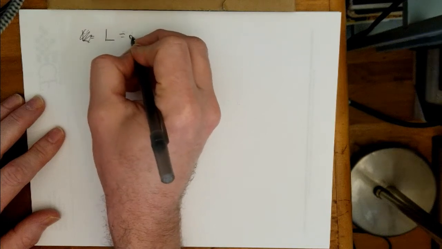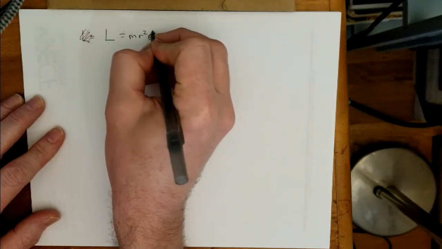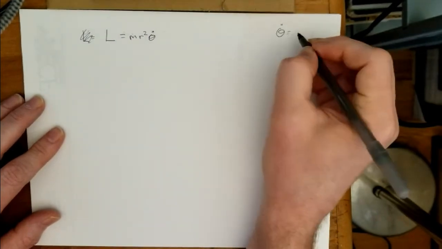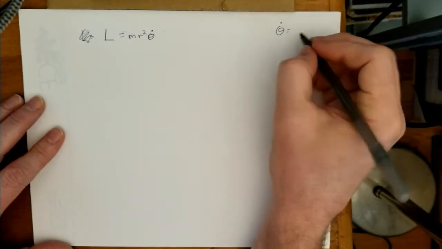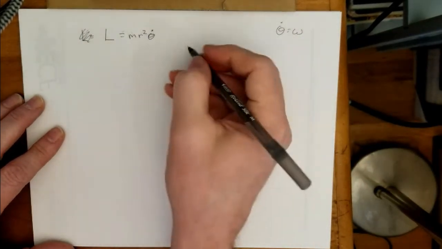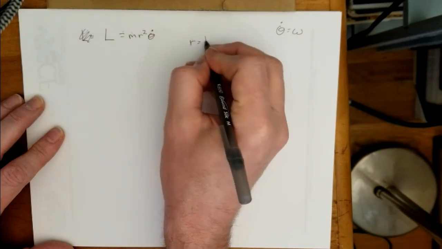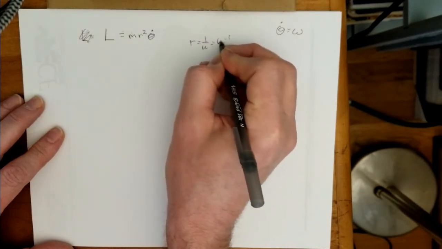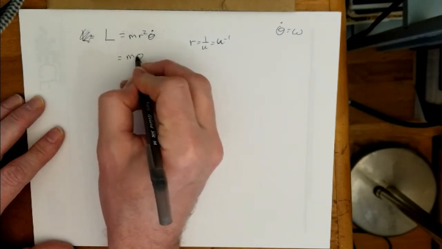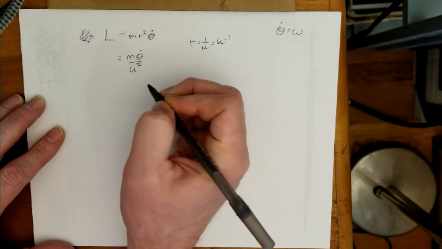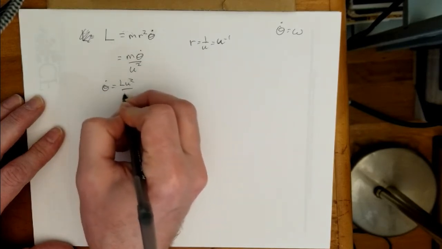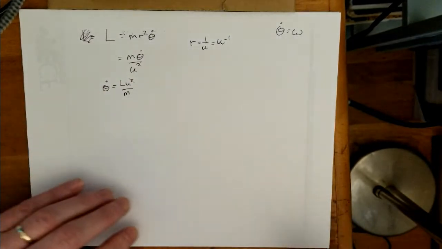So L equals m r squared theta dot. Theta dot, just as a side note, is the derivative of the angle with respect to time, which is just the angular speed. What I'm going to do is let r equal 1 over u, in other words, u to the negative 1. So this becomes m theta dot over u squared, or theta dot is equal to L u squared over m. There is a reason for doing this.